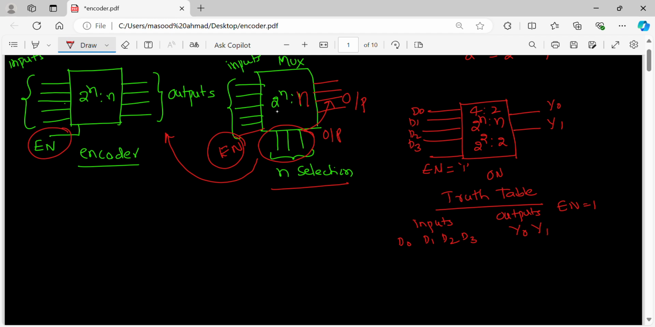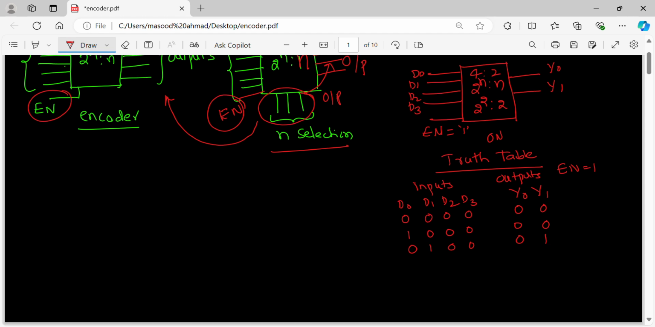Now let's say if D0 is 0, D1 is 0, D2 is 0, D3 is 0, all zeros, the output will be 0 0. When input is 1 0 0 0, because D0 line is 1, output is 0 0. When input is 0 1 0 0, output is 0 1, saying that there is data present on input line D1. When input is 0 0 1 0, output is 1 0. When input is 0 0 0 1, output is 1 1.